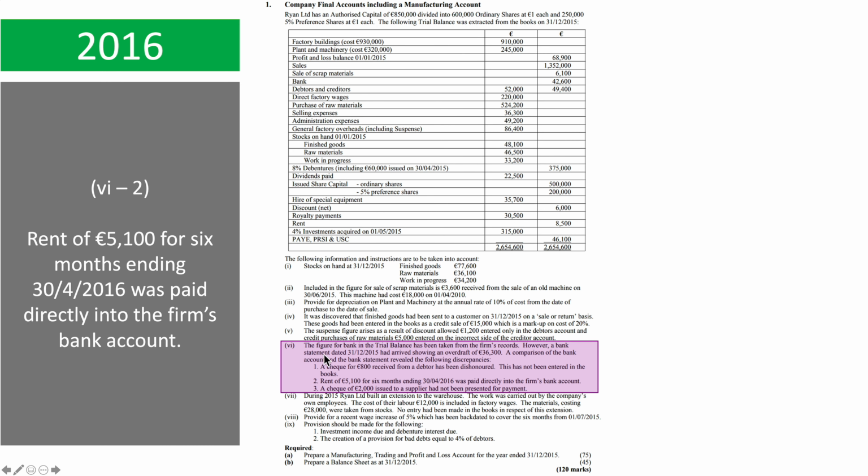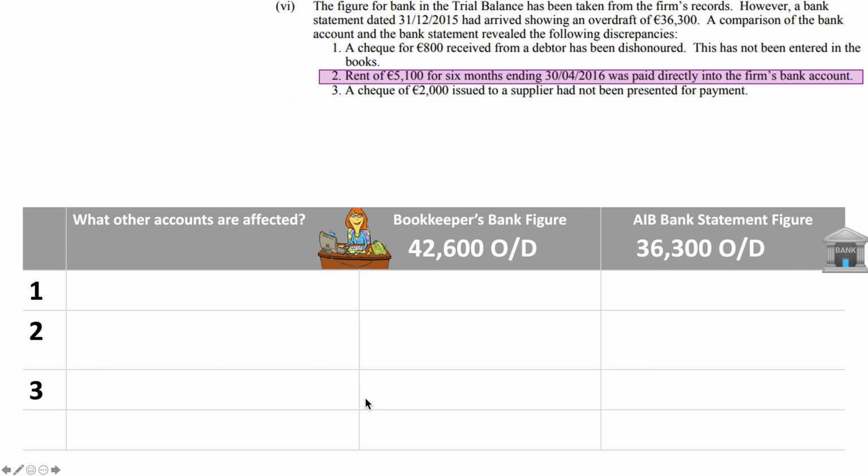In 2016, it also came up as part of the bank and it was note 2, rent of 5,100 for 6 months ending 30th of the 4th, 2016 was paid directly into the firm's bank account. Okay, so what do we have here then? So it didn't affect the bank figure, but rent of 5,100 came into the bank, so it reduced the bookkeeper's bank overdraft figure. And now we're doing the accounts for the year 2015, okay? And it's paying for rent up until the 30th of the 4th, 2016. So 4 months of next year.